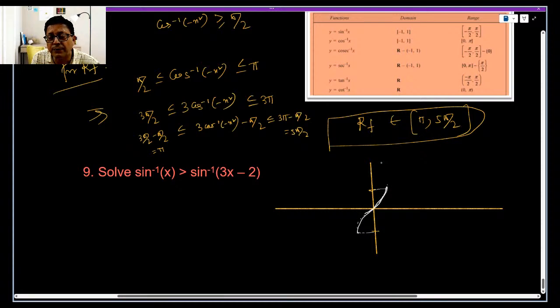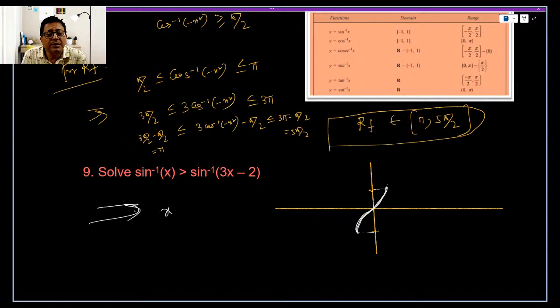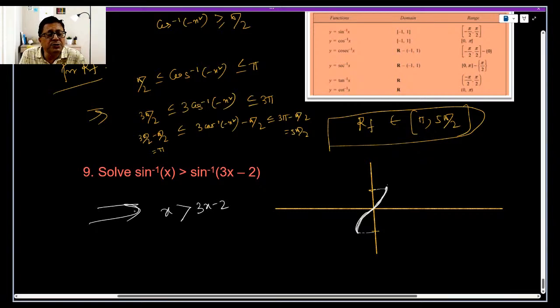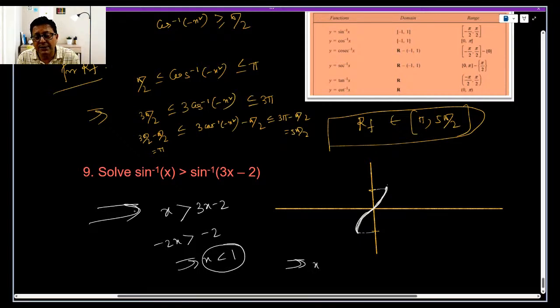This one is the value of sine inverse x. When x goes on increasing, the sine inverse x value goes on increasing. If I have said that sin inverse x is greater than sin inverse of 3x minus 2, so direct inequality will occur. x will be greater than 3x minus 2. So minus 2x will be greater than minus 2. x will be less than 1. Agree or not? This implies that x belongs to minus infinity to 1.